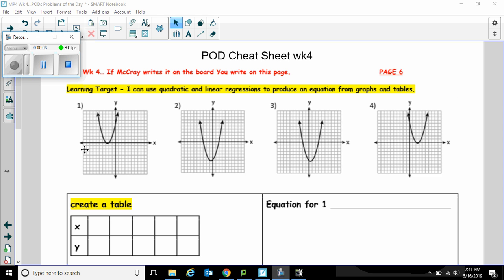Okay, class, welcome back to Problem of the Day Cheat Sheet Week 4. We're on page 6. Our learning target is I can use quadratic and linear regressions to produce an equation from the graphs and tables. So guys, the first thing that we really want to endeavor to do is to identify where our major coordinates are so that we can put them in the table and then in turn put the table in our calculator.